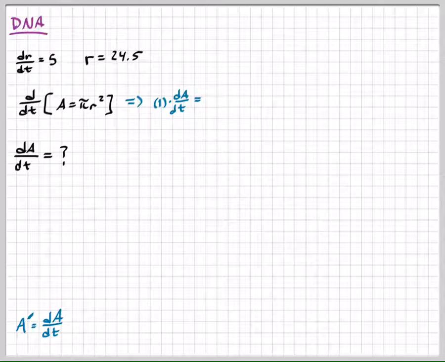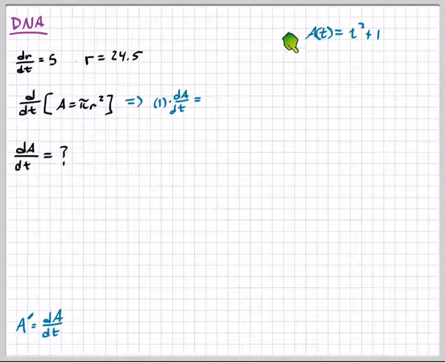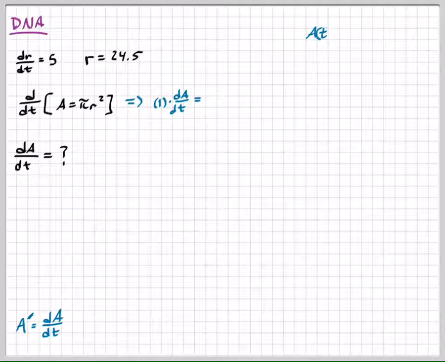We don't know what it is. But it could be something like this: t squared plus 1. See, that would be A as a function of t. But we don't know that, so I'm not going to write it down. We just know that we're going to have to use a chain rule and write dA over dt. So now we got the other side. We have pi r squared.